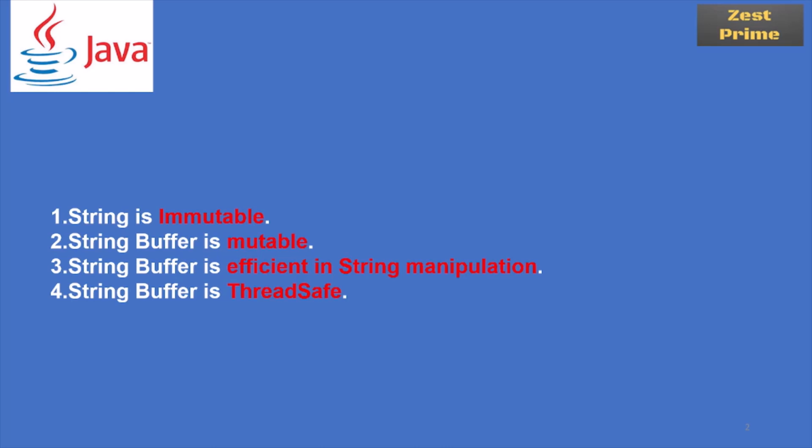And the last, fourth one is that StringBuffer is thread safe, in the sense that when you work with multiple threads on the same StringBuffer object, it will work in a thread-safe environment, so that your data will not be corrupted. So this is the theoretical part. Let's see an example to understand all these four points, and how it's different.